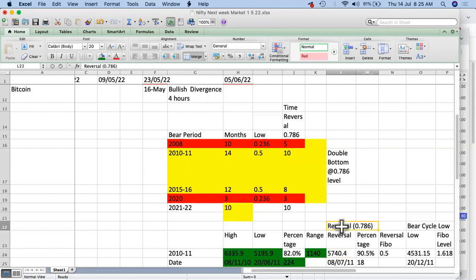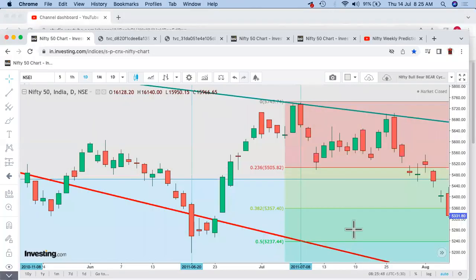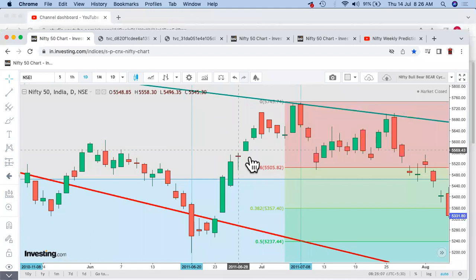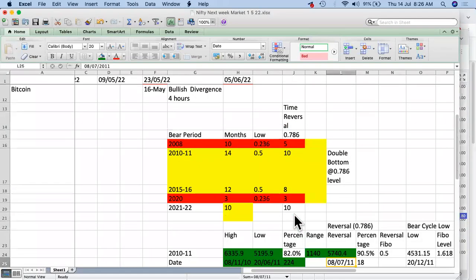So we have to find out what exact levels it has come down to and till what level. This is the high that we had. This high was 5737, and this high is 5740.4. So we will consider 5740.4. This is the high which has been considered, and the date is 8/7/2011. So just confirm that it is 8/7/2011. The dates have been marked at the bottom. This has also been marked.